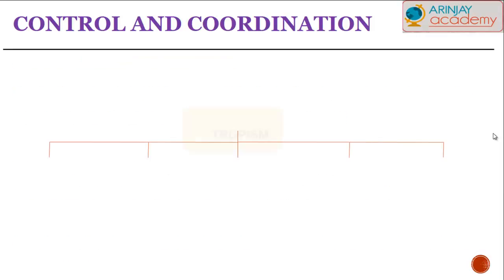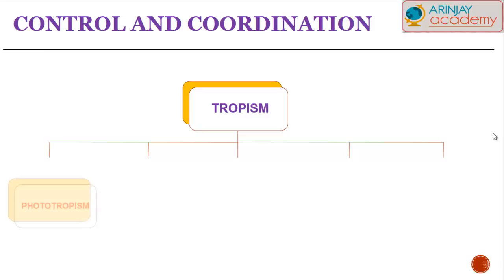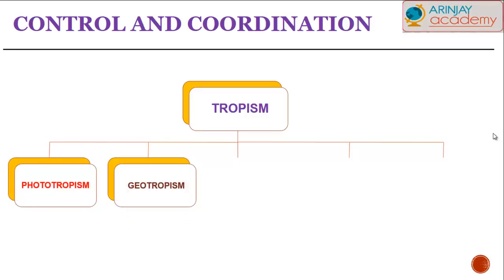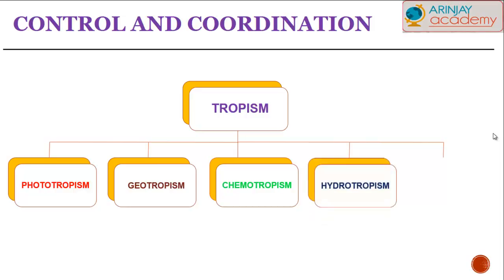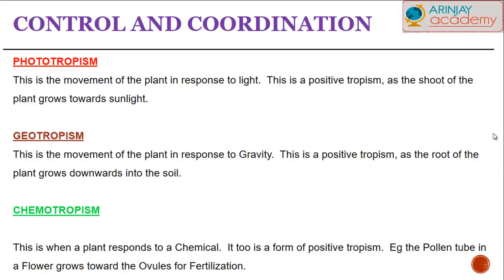Control and coordination in the form of tropisms. Let's have a look at the different kinds of tropisms. We have phototropism, which deals with light, geotropism, that deals with gravity, chemotropism, dealing with chemicals, hydrotropism, dealing with water, and of course thigmotropism, that deals with touch.